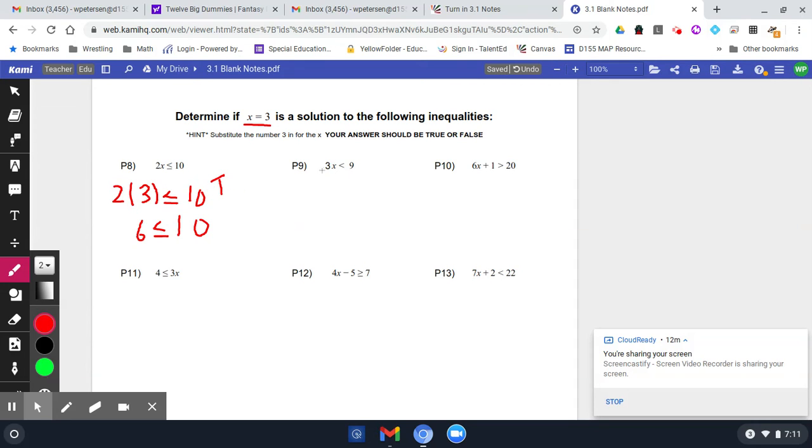All right. Next one. Let's put 3 in for here. We have 3 times 3. Is that less than 9? Well, we know 3 times 3 is 9. So is 9 less than 9? No, that is a big old false, guys. If, I'm going to put it in green, if there was a line right here, this would be a true statement because now it's 9 is less than or equal to 9, and 9 is equal to 9. So that's the big difference if that mark is right there.